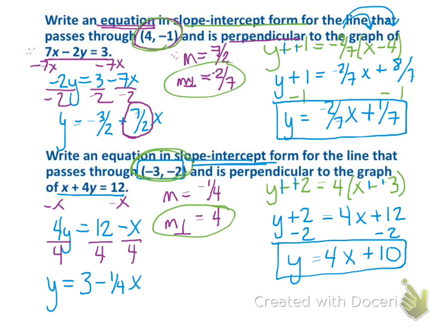So, to recap, if they give you the equation of the line in y equals mx plus b, you just have to pull out the slope. But if they don't give it in y equals mx plus b, you have to do all this work to find the slope. Then you have to change it into the negative reciprocal, plug it in to y equals point slope form, and convert it to y equals mx plus b.